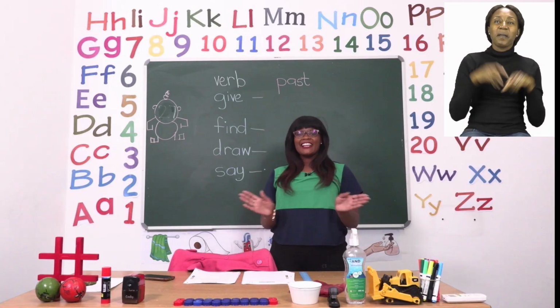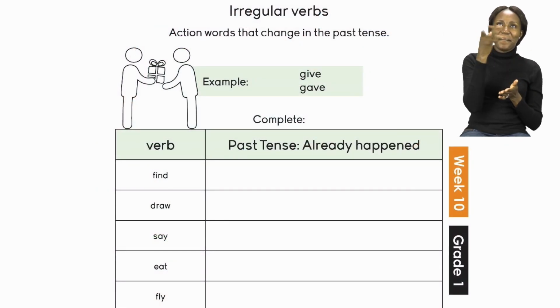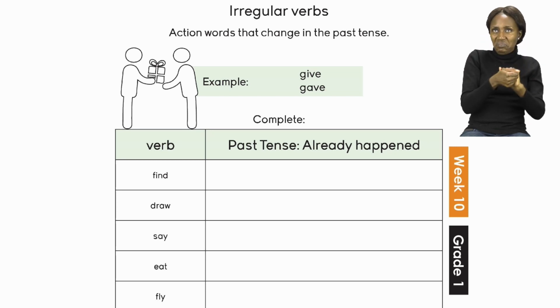Now, boys and girls, let's all turn to page 27. On page 27, we are going to be doing irregular verbs. Now, irregular verbs are different from regular verbs because instead of adding ing, we are going to change it by changing the word completely. These are going to be words done in the past tense.